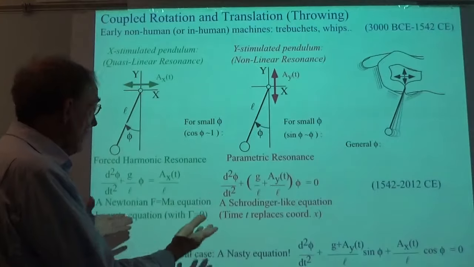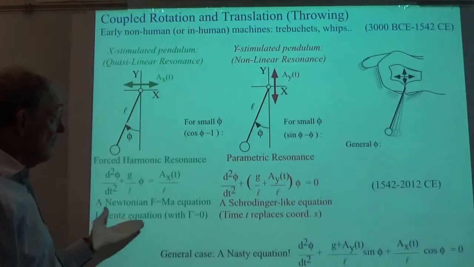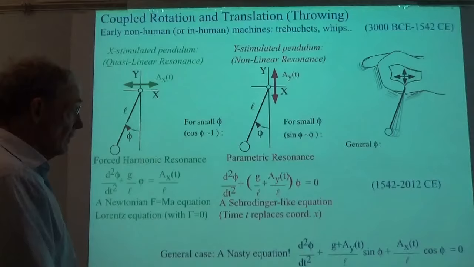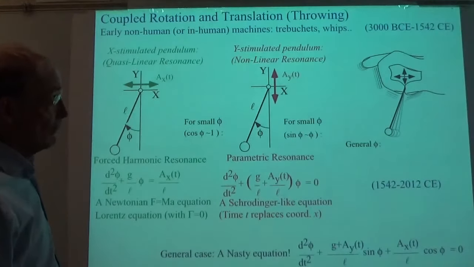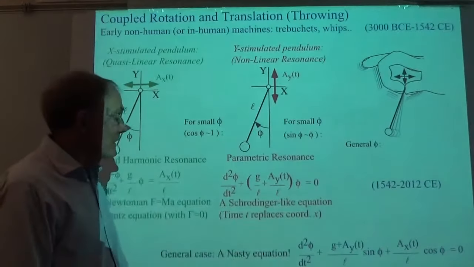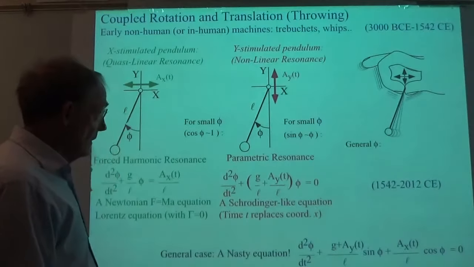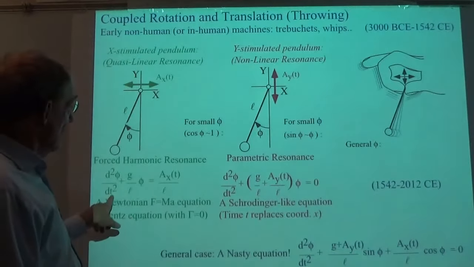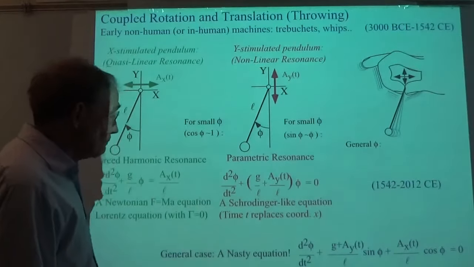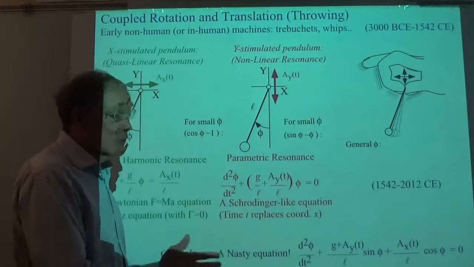So what you have here, first of all, is an F equals ma equation of Newton, or the Lorentz equation with gamma equal to zero. Remember, that's the friction. We have no friction in our discussion today. We have enough problems with what we've got. So this compared to this, and notice time replaces the independent variable that was x in the Schrodinger equation.